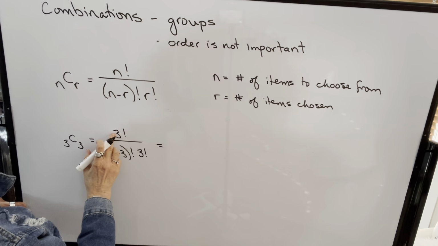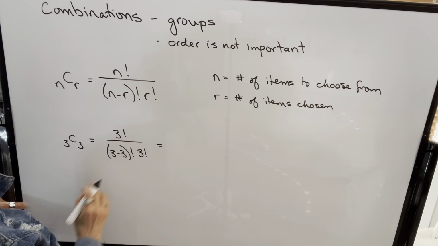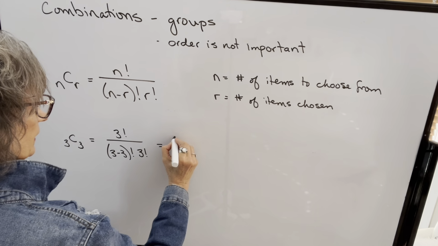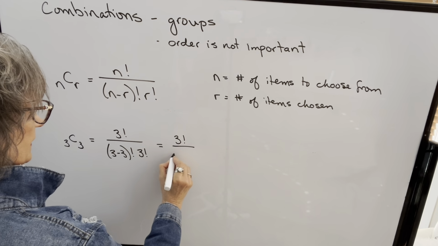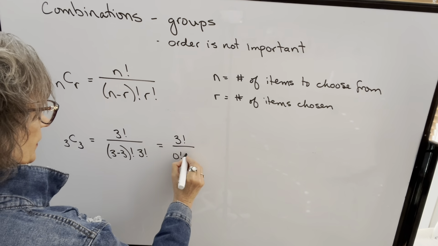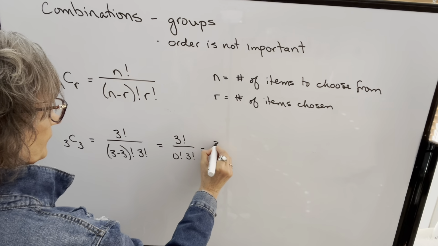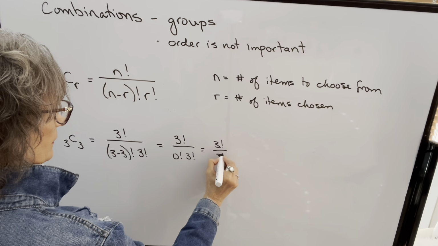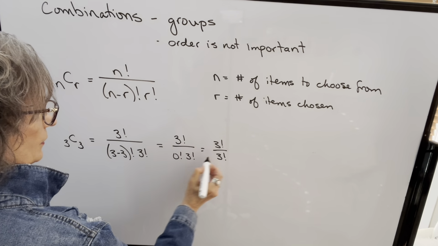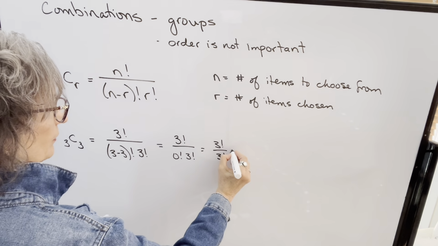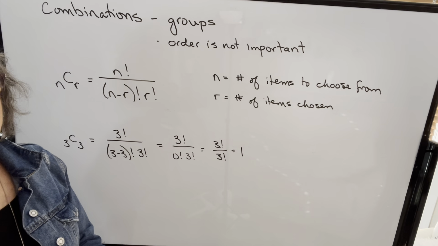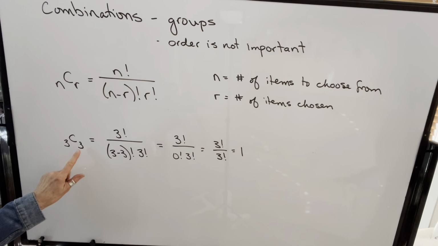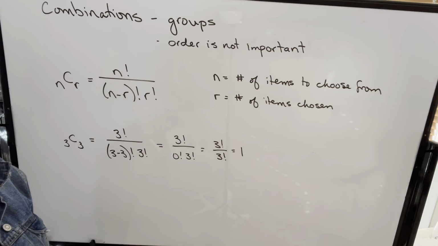So n is 3, r is 3. 3 factorial, I'm just going to leave that as 3 factorial. 3 minus 3 is 0 factorial times 3 factorial. 0 factorial is a 1, so I'm going to have 3 factorial divided by 3 factorial, which is 1. And that's consistent with what we found. There was only one way to have a group of 3 Skittles out of 3 Skittles.